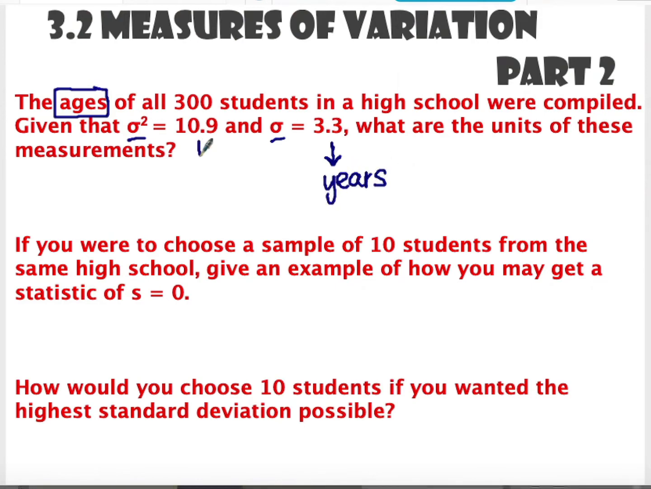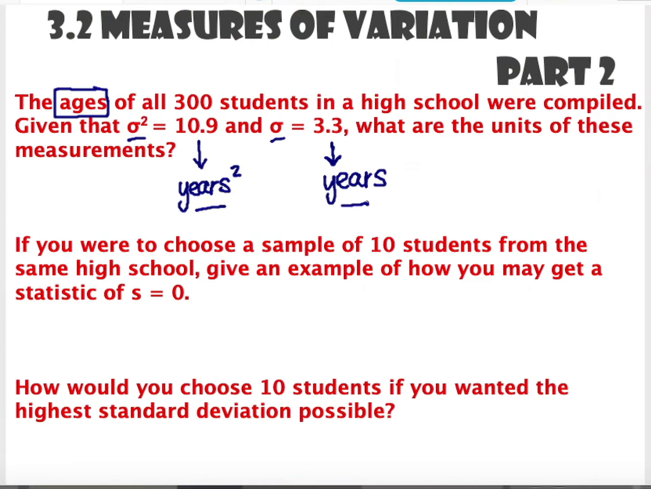And technically, when we square that, it winds up as years squared, which doesn't make quite as much sense, but we're talking about distance from the mean, remember. The variance is the average distance from the mean squared, and you can think of the standard deviation as an average distance from the mean.